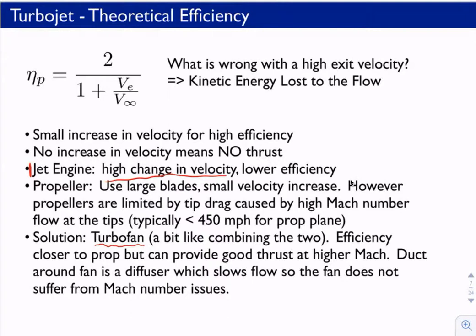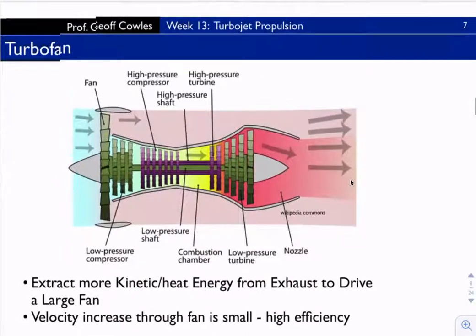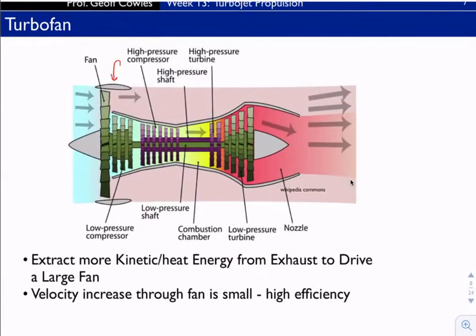speeds is a turbofan. You can think of it kind of like combining the two. You get efficiency that's closer to a prop, but it still produces good thrust at these higher Mach numbers. And it looks something like this. There's actually a duct around the fan here. So we add this sort of fan to the front of the turbojet engine. We still have the turbines themselves, which are back here where the flow is expanding. Those are turning a shaft. In this case, you end up with multiple shafts.